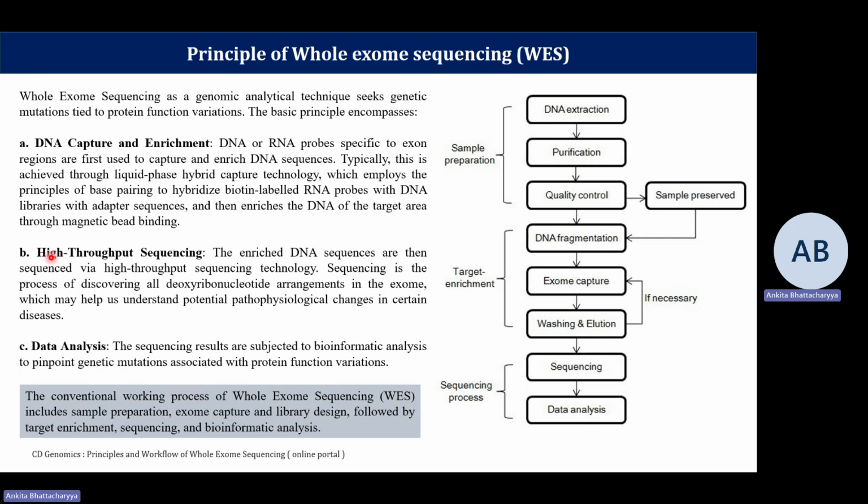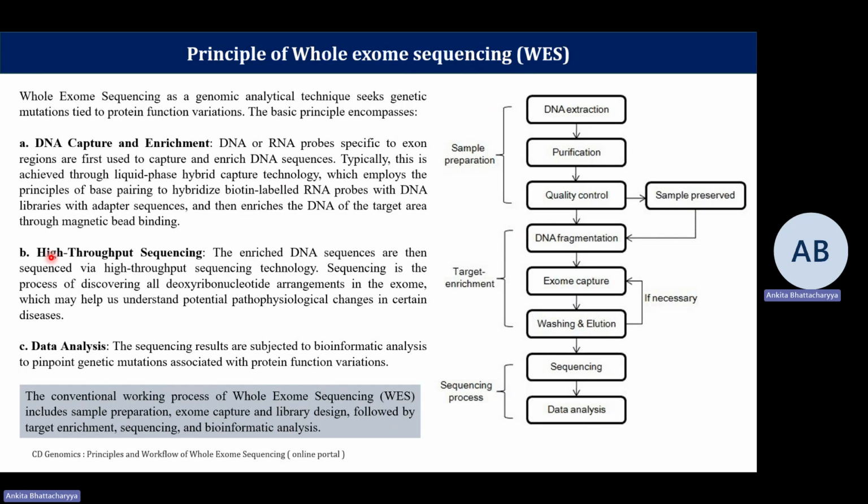You use some sort of a liquid phase hybrid capture technology, via which you hybridize these biotin labeled RNA probes with DNA libraries with adapter sequences, and then you enrich for the DNA of the target area through magnetic bead binding. You use some magnetic beads and you separate out those regions.